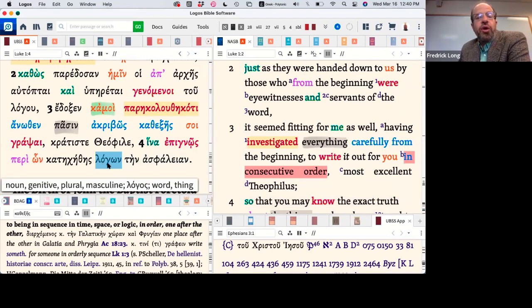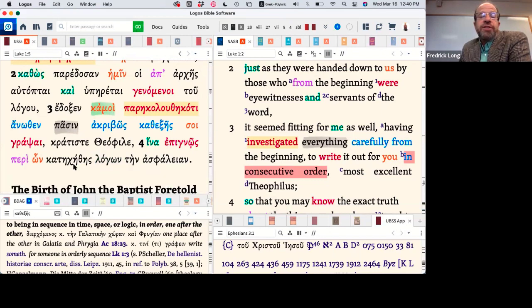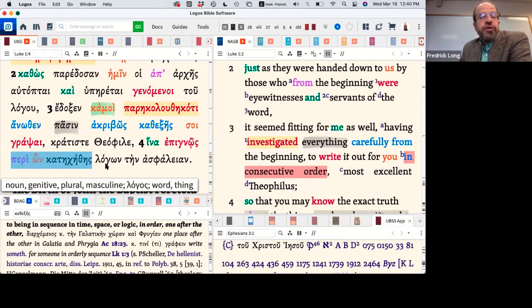I would suggest that the logon is actually a fronted modifier of the certainty of the words. And it's probably because it's attracted to its relative pronoun clause, concerning which you were taught. The words concerning which you were taught. The certainty of the words. And then you have a relative pronoun clause, peri hon. It's genitive masculine plural, agreeing with logon.